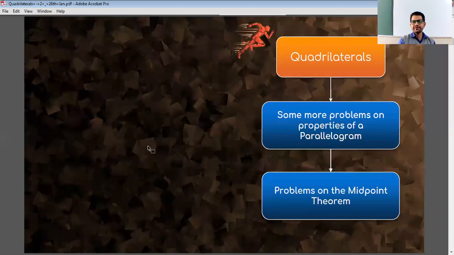We will start the quadrilaterals with the problems on properties of parallelogram and midpoint theorem. So let's start.